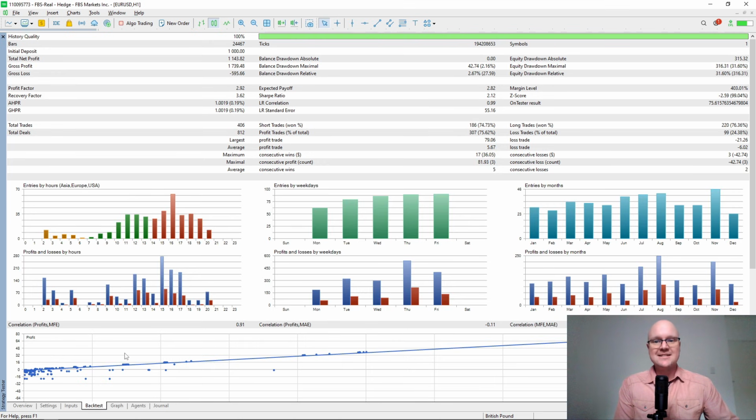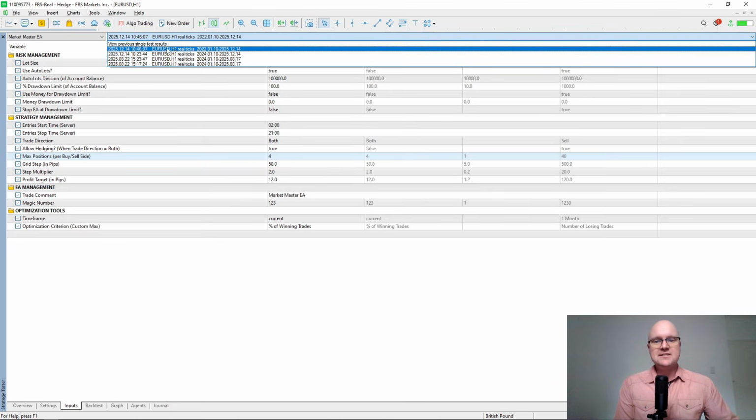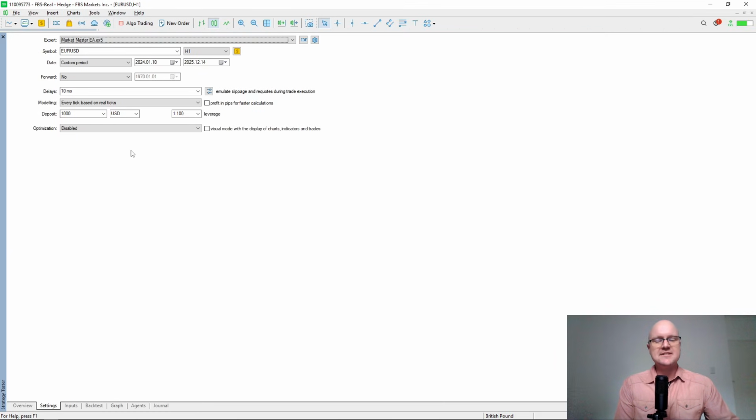So if we head to the backtest statistics, you'll see in this period it had a total net profit of over $1,000 with a maximum equity drawdown of 316, or in other words 31%. It gives a very healthy profit factor of 2.92. And then if we look at the total win rate, it's 75.62%, which is very similar to the Myfxbook results we saw earlier in the video. Now, over this entire period, it only placed 406 trades, highlighting the low trade frequency of this custom expert advisor.